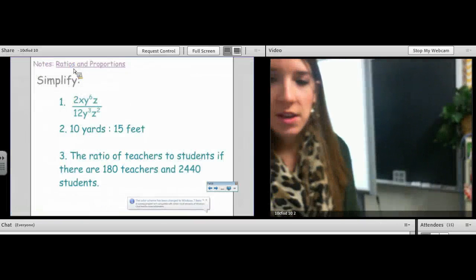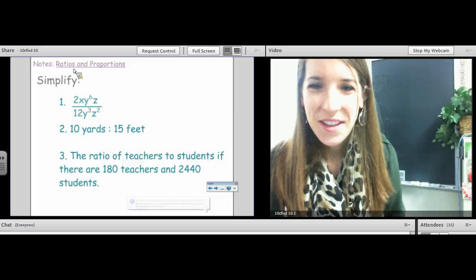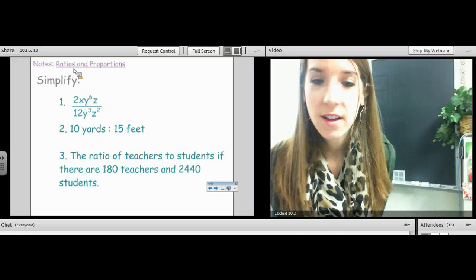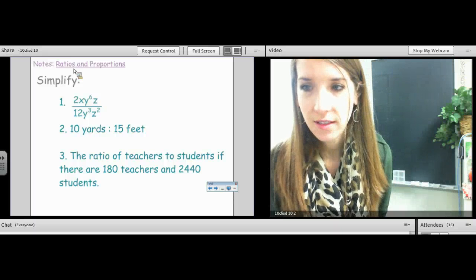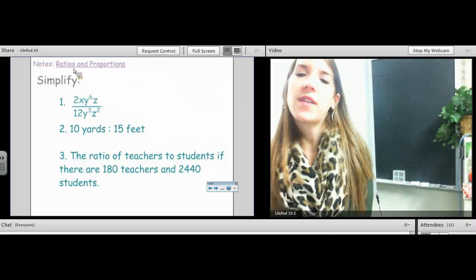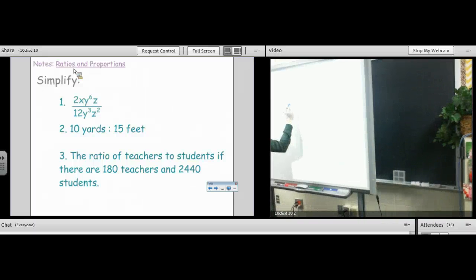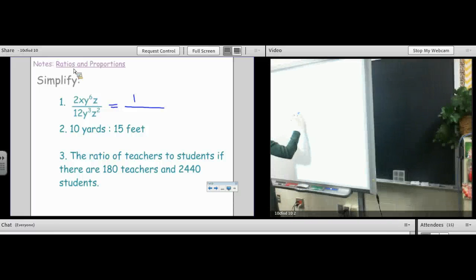So when you are simplifying a ratio, I would go with like terms. I would simplify like terms one at a time. So you would simplify the 2/12 first. So 2/12 is going to become 1/6.